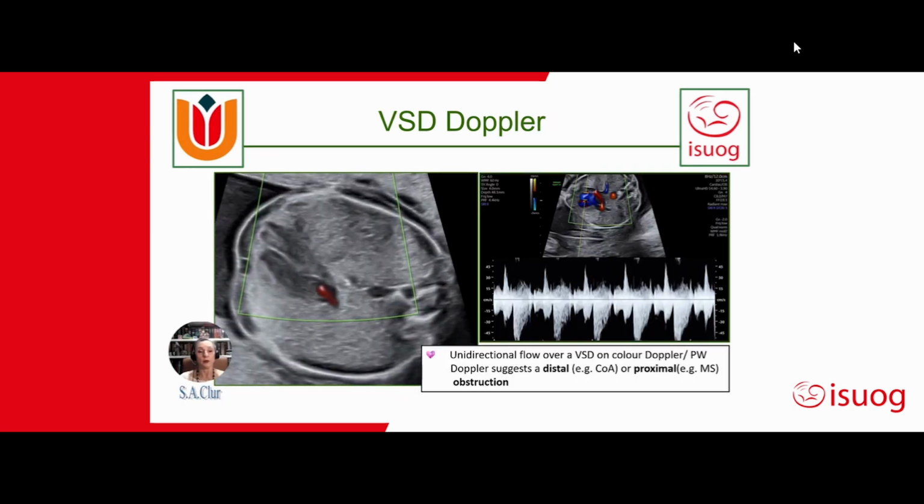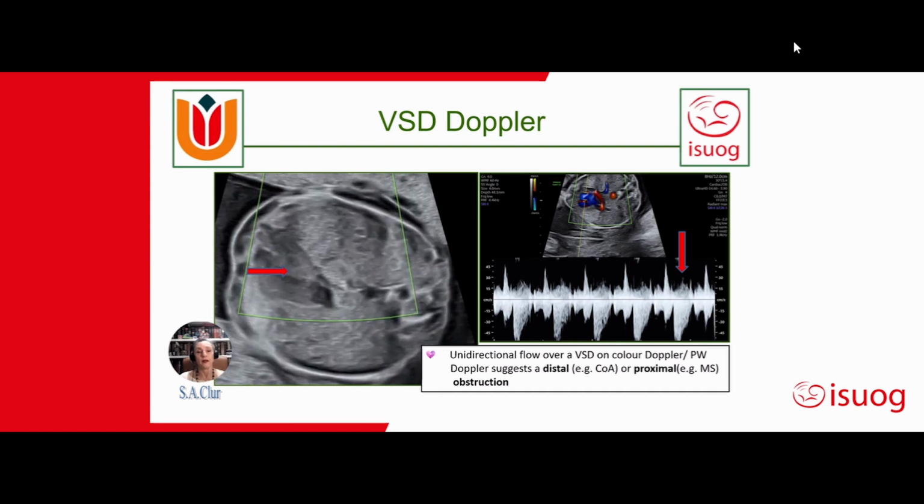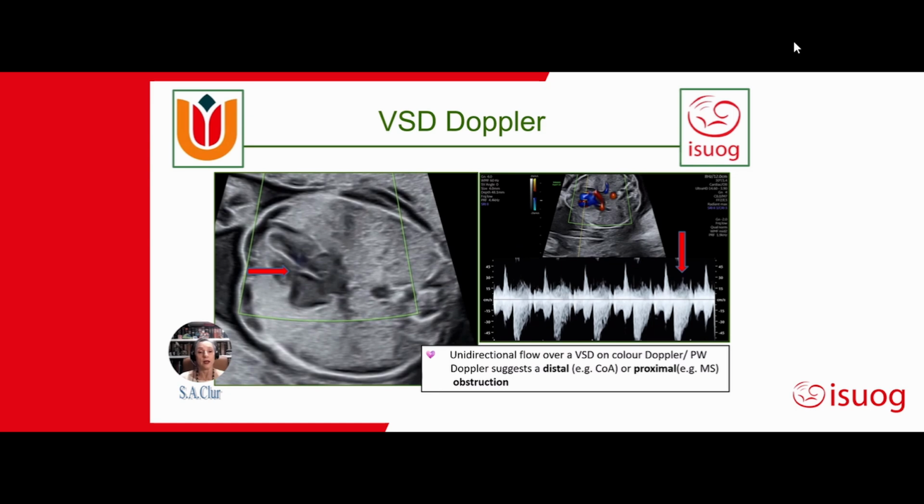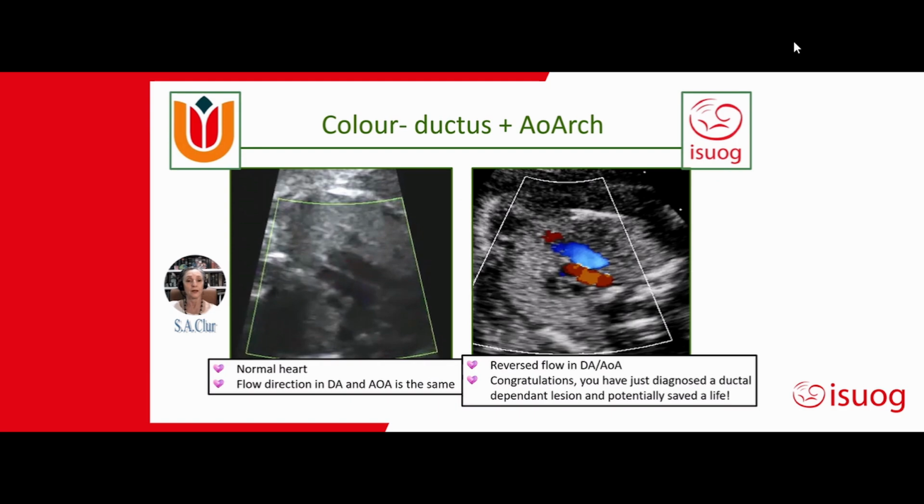Here we have an example of a ventricular septal defect where we see flow predominantly from left to right. This should make us aware that there may be either obstruction proximal or distal to the ventricle. In this case, where we have left to right shunting across the ventricular septal defect, we should consider the possibility of obstruction of the aortic valve or a coarctation, and we need to interrogate that part of the heart very carefully.